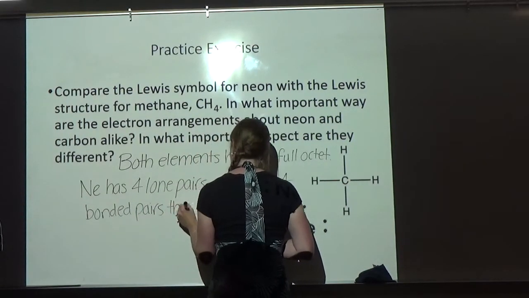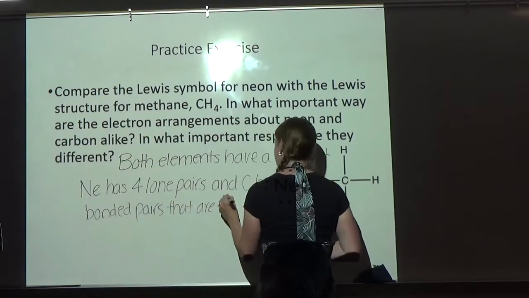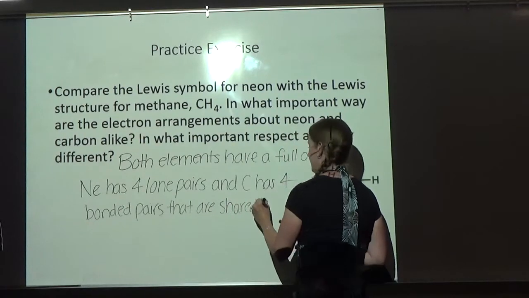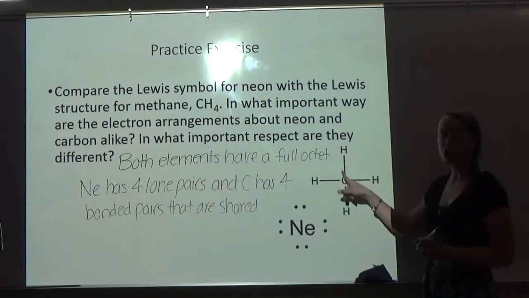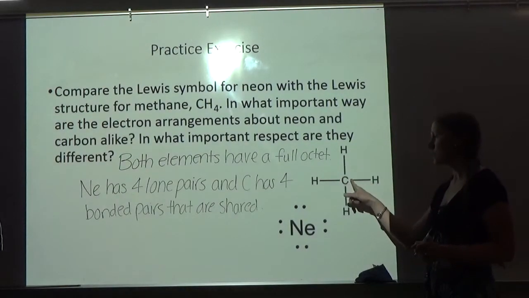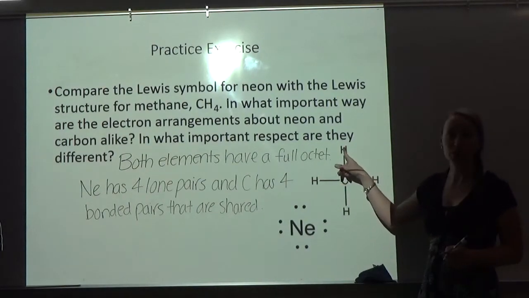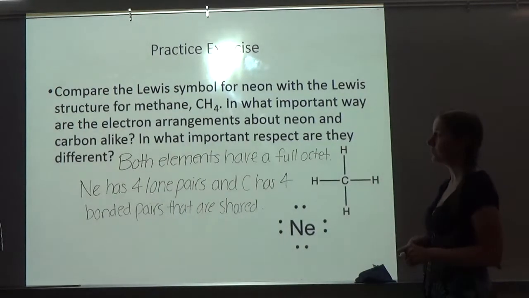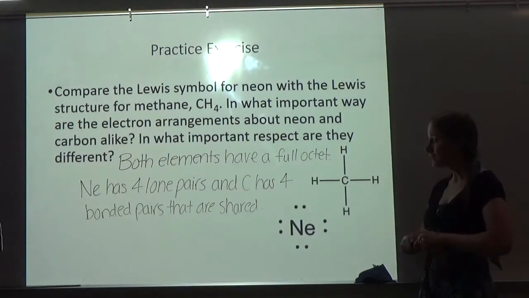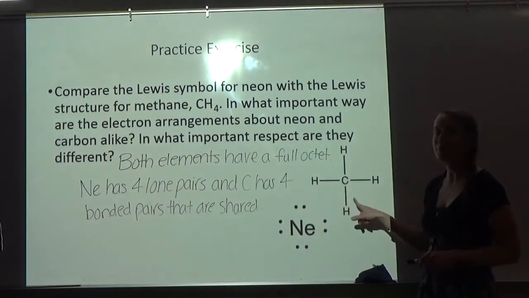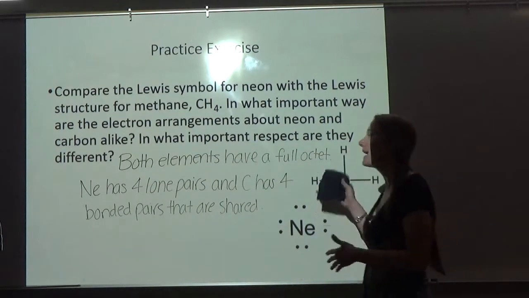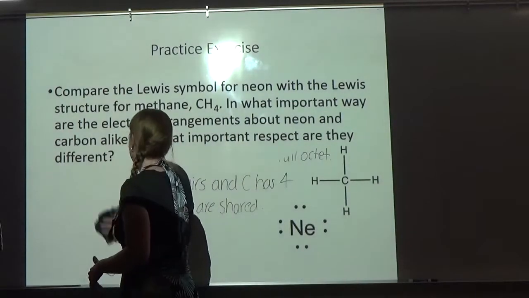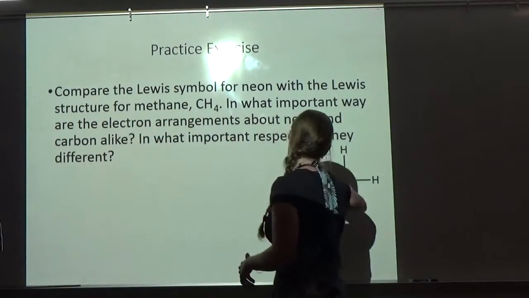that are shared. So in other words, neon actually owns its electrons. These electrons belong only to neon. Carbon is sharing. So really one of the electrons from this bond belongs to carbon, one belongs to hydrogen, but they're sharing the electrons. All right, so that's the difference between a lone pair and a bonded pair. So like I said, in my class, you must draw a bonded pair as a dash. I don't want to see 2 dots. I'm super picky about that.